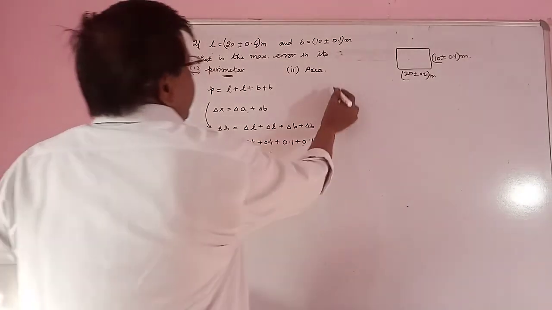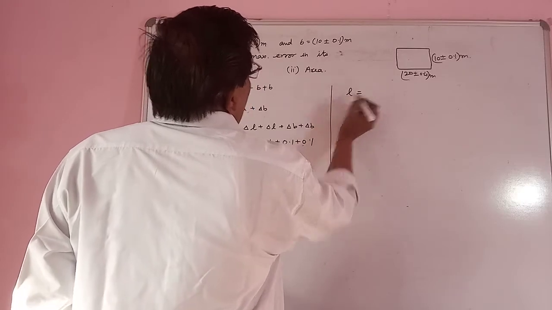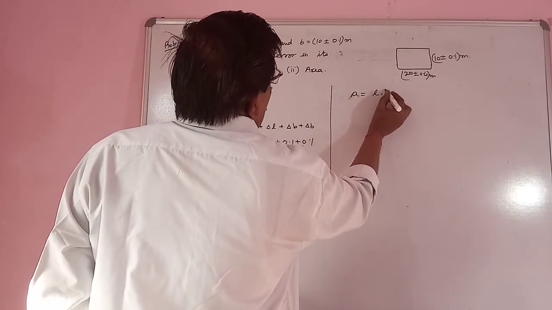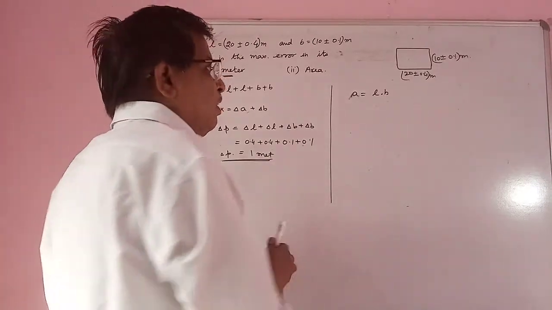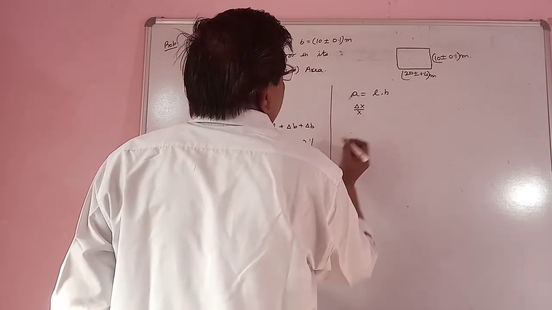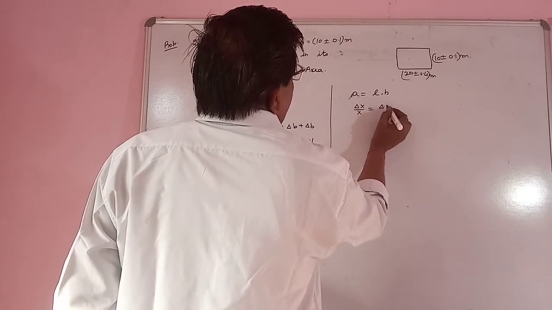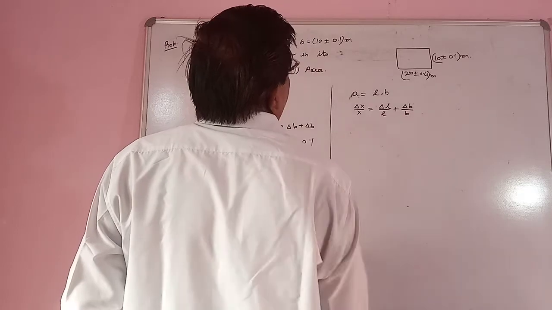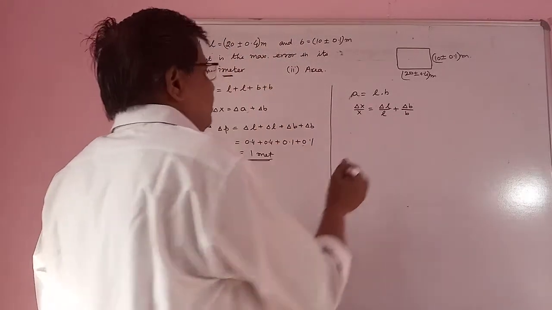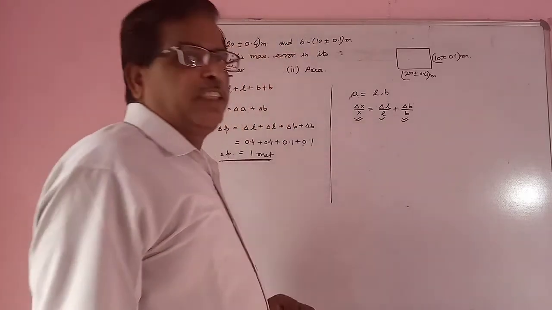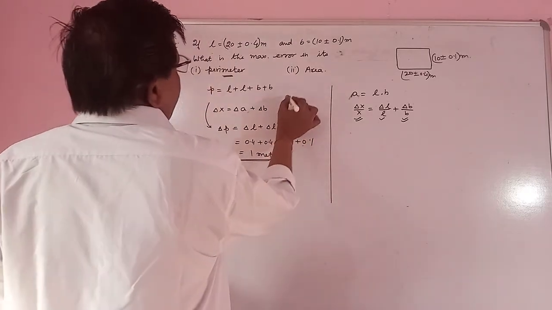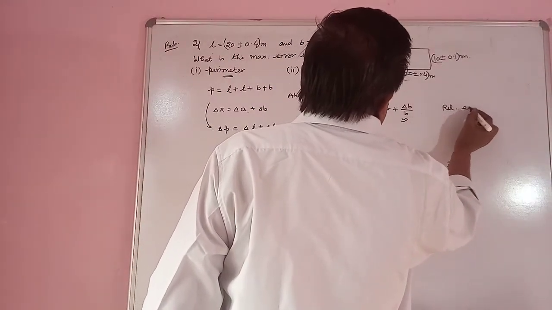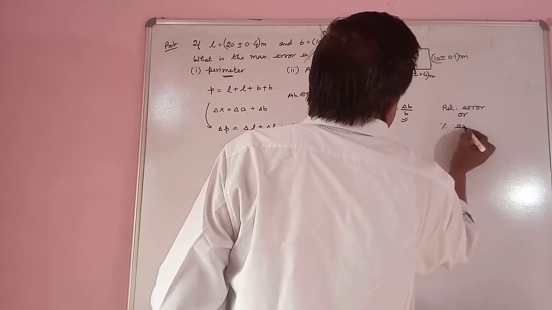Now in the second case, area. The formula of area equals L multiplied by B. In case of product, what we have discussed is that delta x upon x equals delta L upon L plus delta B upon B. This is the maximum error, or you can say this is in the form of relative error. Here what did we add? Absolute error. Here what are we adding? Relative error and percentage error.